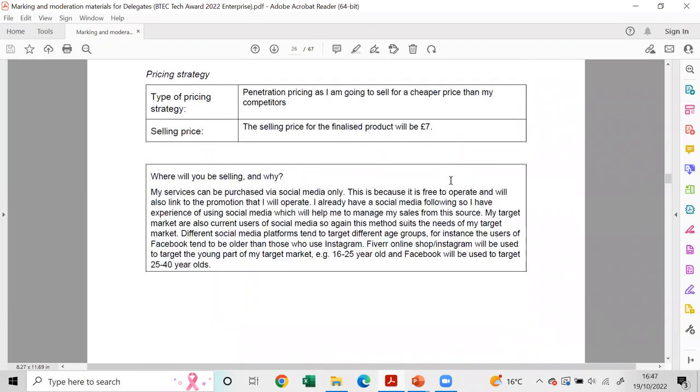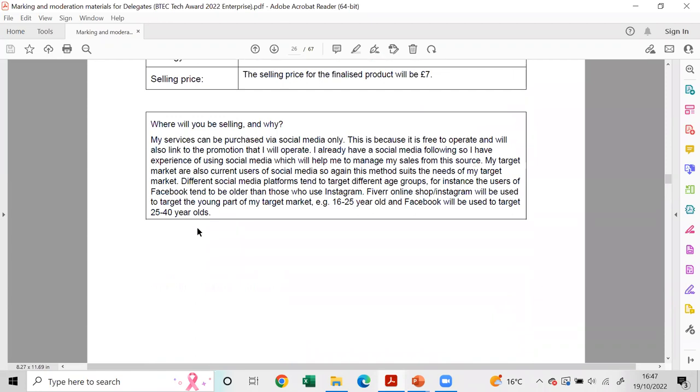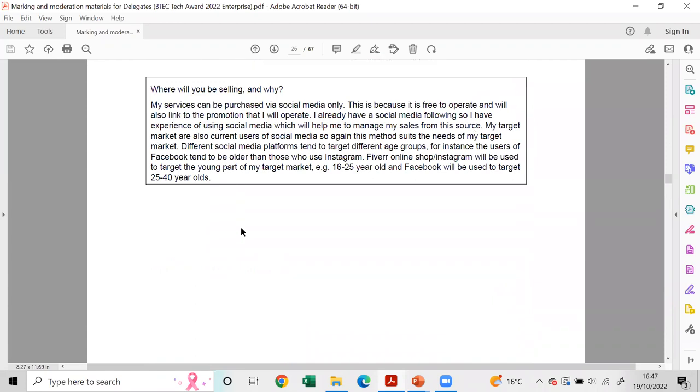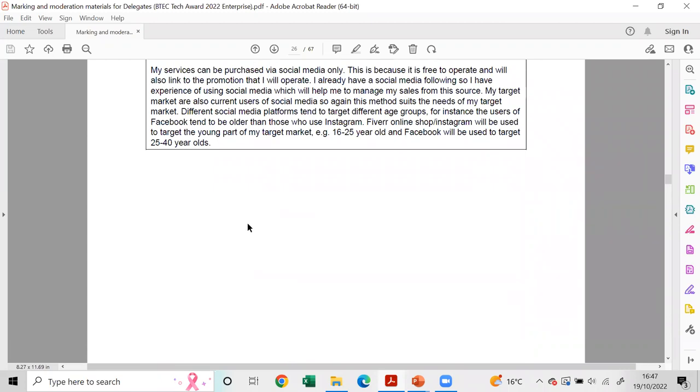Their pricing strategy, they've decided to go for penetration. They've given a brief reason why. And they've said that their services will be purchased via social media. And again, giving an explanation of why they've chosen that, and trying to link that with their target market.